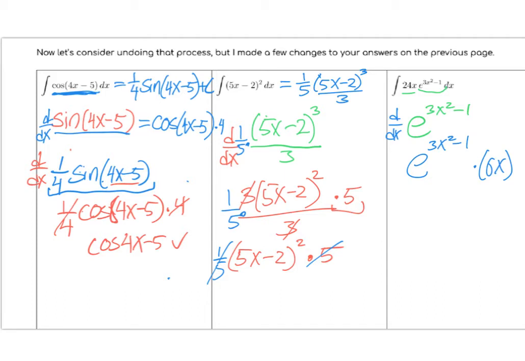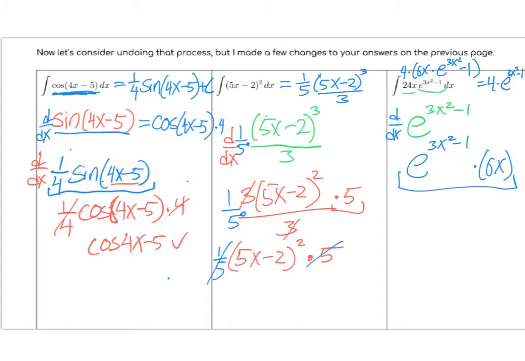We've got 24x instead of 6x, but would it make sense to rewrite this as 4 times 6x times e to the 3x squared minus 1? So we have this function, but we just have 4 of them. That's kind of weird. Okay. So what this actually ends up being is the derivative of 4 times e to the 3x squared minus 1, which is still kind of a weird thing that's happening here.